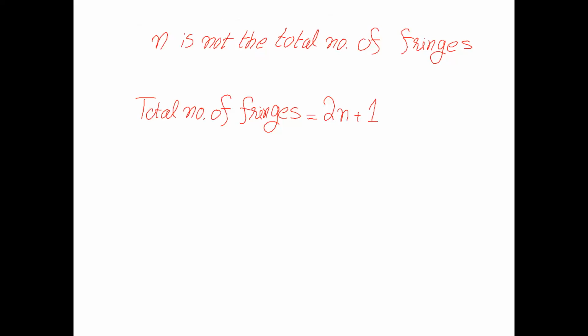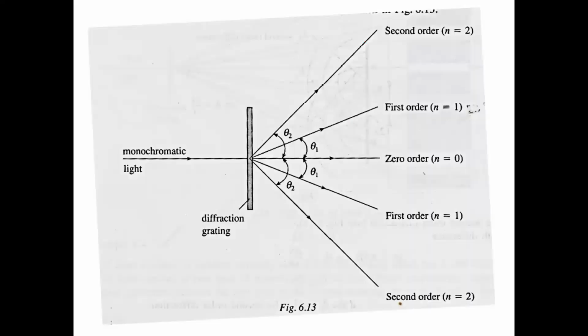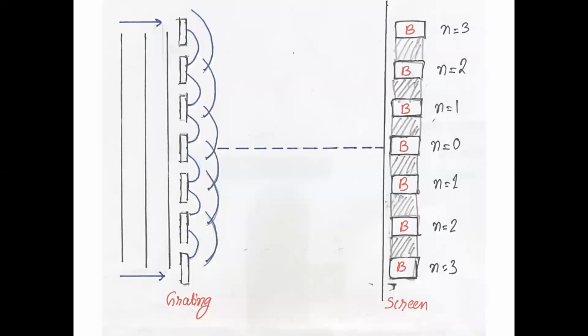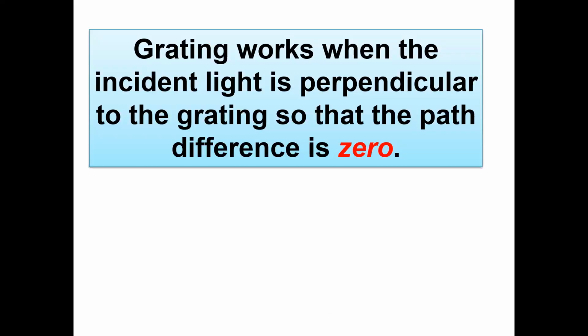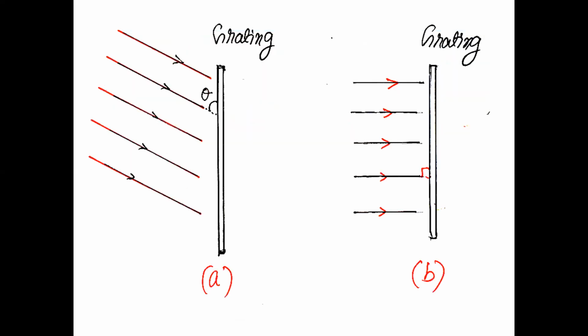n is not the total number of fringes. Total number of fringes is 2n plus 1. Why? Because if you look at the zero order, 2 fringes above zero order, 2 fringes below. So including the zero order fringe, there are 5 fringes. Grating works when the incident light is perpendicular to the grating, so the path difference is 0. If the rays are coming at an angle, there would be a problem and the answer won't be accurate.